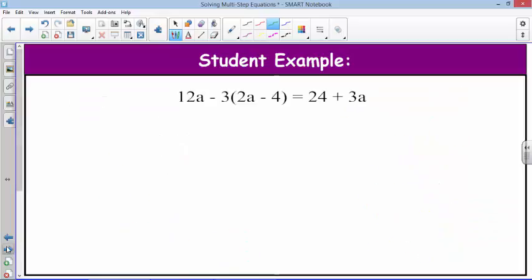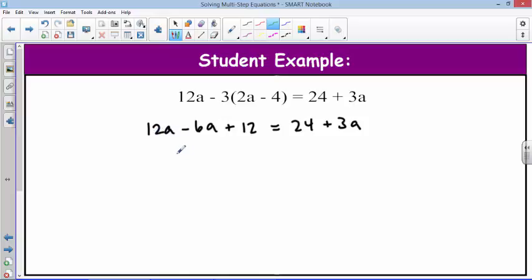One more for you guys. Alright, so I'm going to drop down my 12a. I have a negative 3 times a positive 2a. That's going to give me minus 6a. I have a negative 3 times a negative 4. And remember, a negative times a negative gives you a positive. So I'll put a positive 12 there. Equals 24 plus 3a.